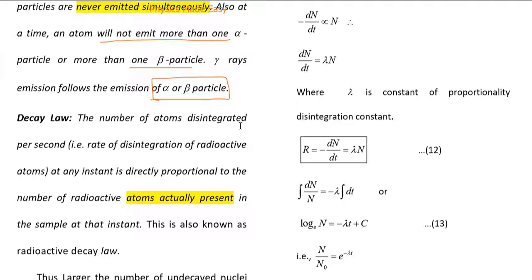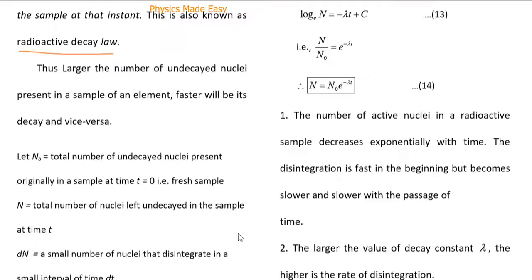Decay law: the number of atoms disintegrated per second at any instant is directly proportional to the number of radioactive atoms actually present in the sample at that instant. This is known as radioactive decay law. Thus, the larger the number of undecayed nuclei present in the sample of an element, the faster will be the rate of decay.